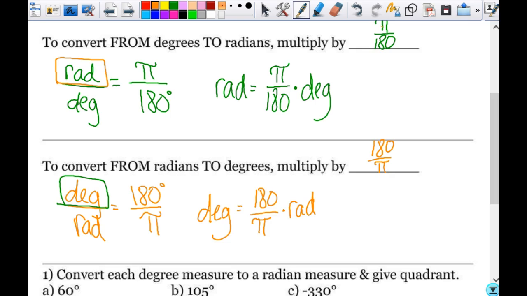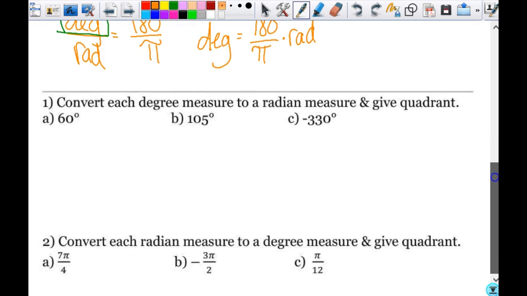You don't want to always have to convert if there are special angles, and that's one of the things that we're going to look at tomorrow. We're going to look at that a little bit today when we graph, but you also have to know just how to straight up convert so that when it's not something that you can reason around, you can get to it. So we want to convert each degree measure to a radian measure and give the quadrant.